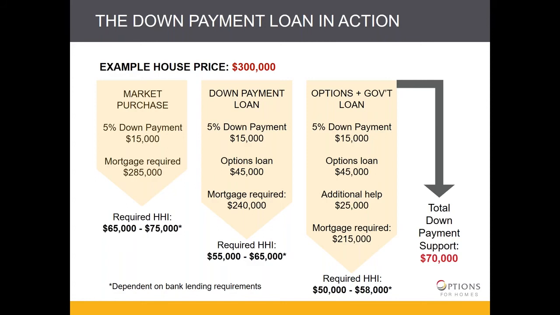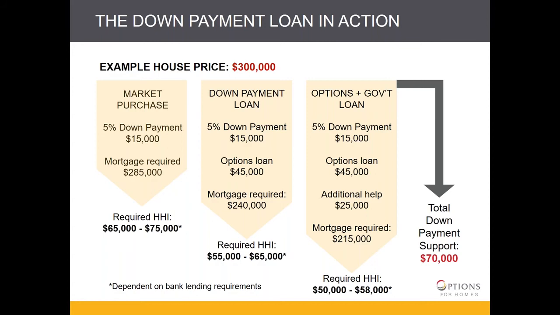So this is now a mythical home price in Toronto of $300,000. If it was a market purchase, our purchasers are all required to put 5% down, so they need to have some skin in the game, if you will. And in a conventional market purchase, the household income depends on whether they're borrowing from a credit union or from a bank, because this is the difference of the stress test that you see in the household incomes.